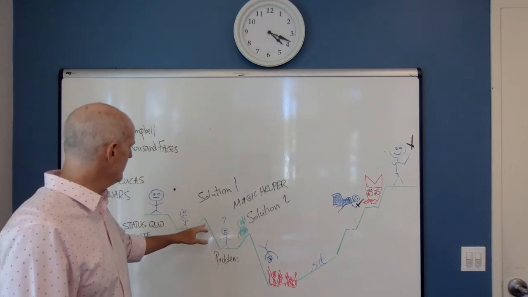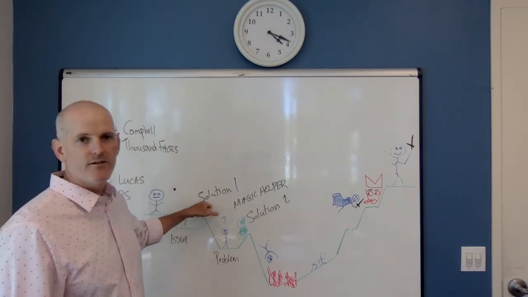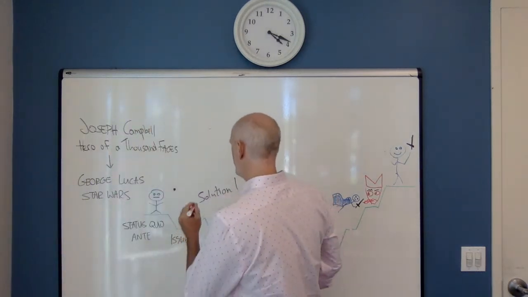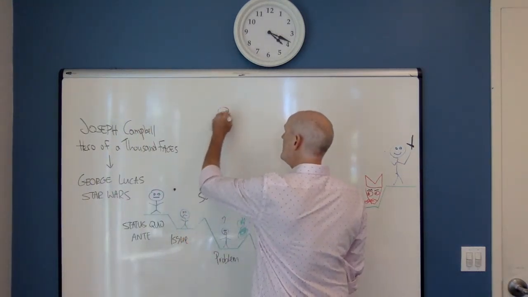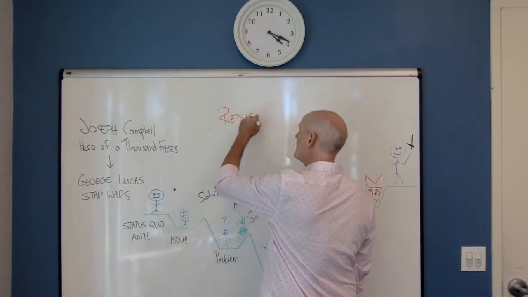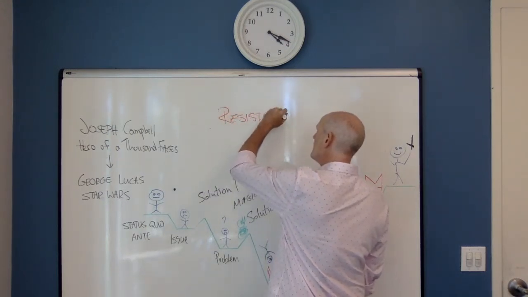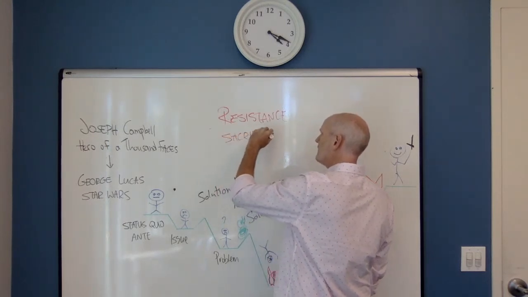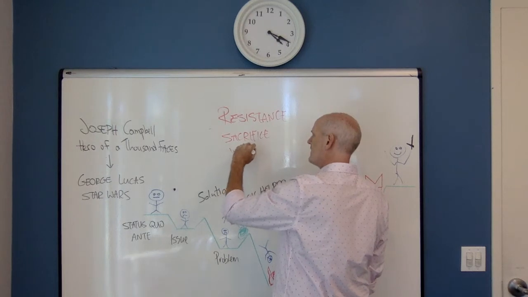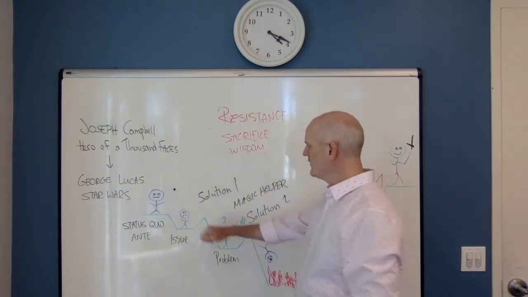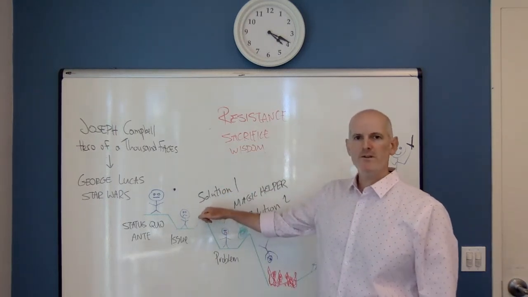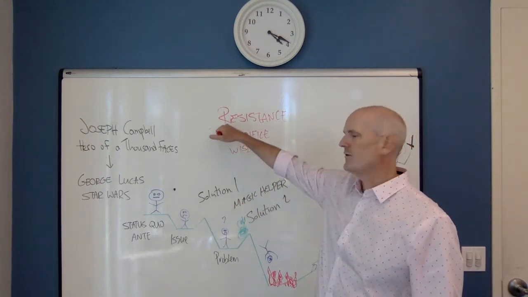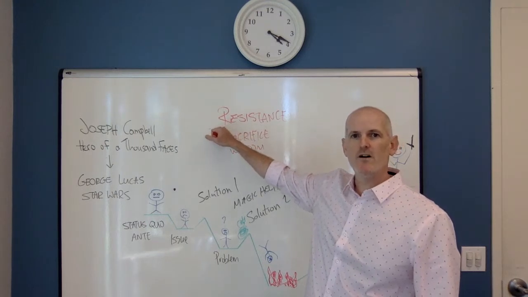Okay, so at that point, the hero will try solution number one. There are 3 terms I wanted to introduce here: resistance, sacrifice, and wisdom. Solution number 1 represents the hero's idea of how to overcome the problem, but still with quite a degree of resistance involved.